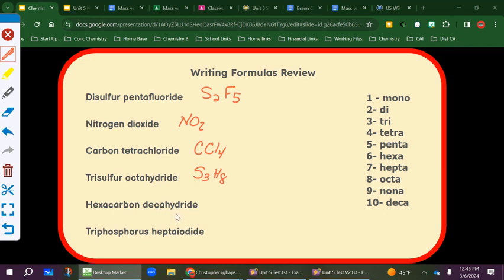Hexacarbon decahydride. Go ahead, Jera. You sure about that? Thank you. C6H10. Yep. Okay. Triphosphorus heptaiodide, Rome. P3L6. Not L, it's an I. I6. Thank you. I6.